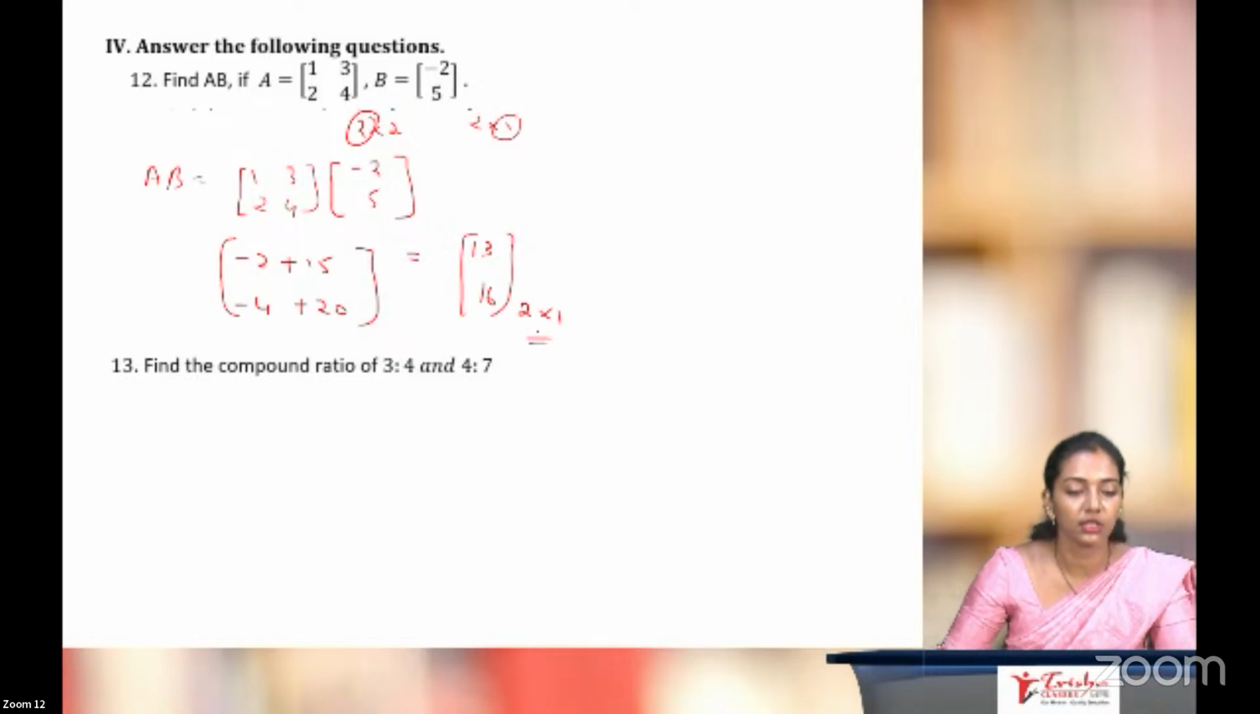So 1, 3, 2, 4 and minus 2, 5. First row with first column: 1 into minus 2, minus 2; 3 into 5, plus 15. Next, 2 into minus 2, so minus 4; 4 into 5, plus 20. So here you have 13 and here you have 16. See, a 2 cross 1 matrix. Correct. Now find the compound ratio. Compound ratio: just 3 by 4 into 4 by 7. Just multiply: 3 by 7.